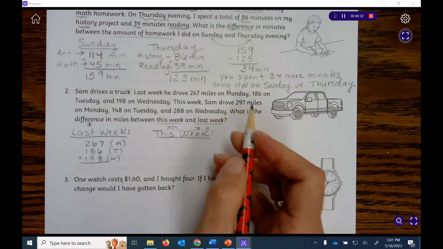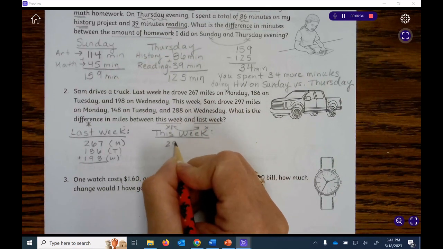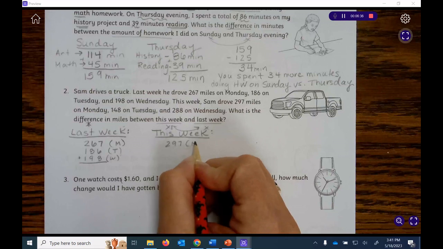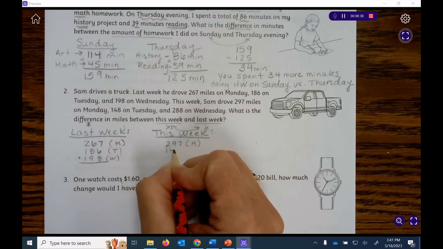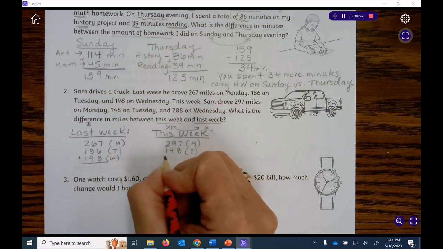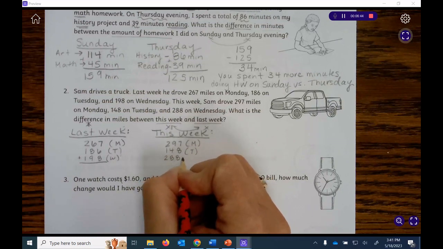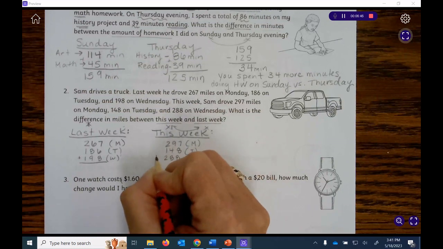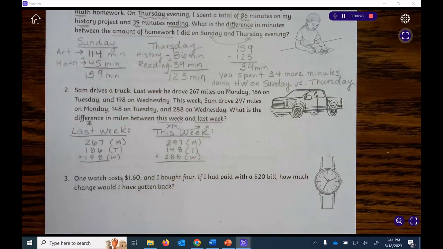This week, Sam drove 297 miles on Monday, 148 on Tuesday, 288 on Wednesday. All right. So if you hadn't paused the video to solve the problem, make sure that you do that now before I go over the answer.